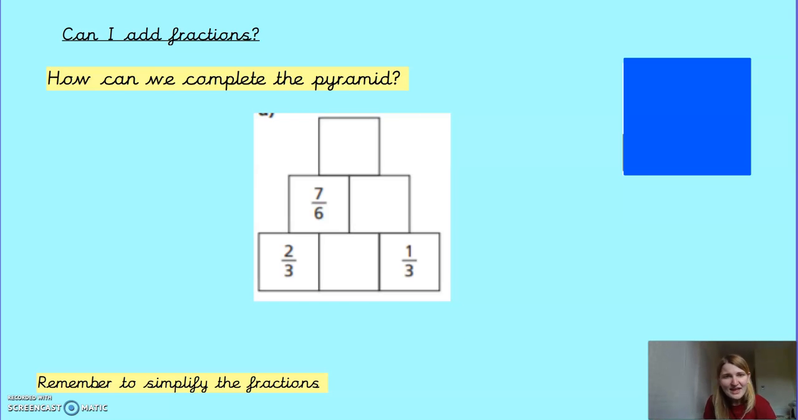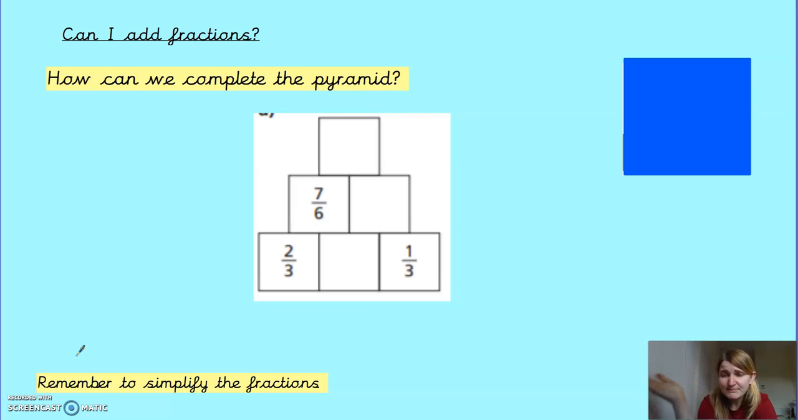Okay, so if we look here, I've got a pyramid with some fractions included and I've got some missing numbers. How do you think we would go about finding those missing numbers? Why don't you have a little think and pause me?